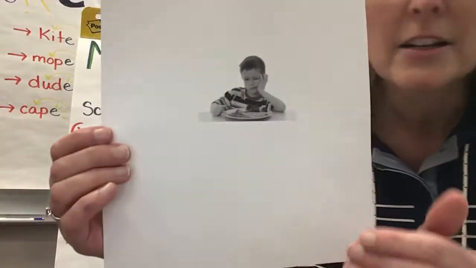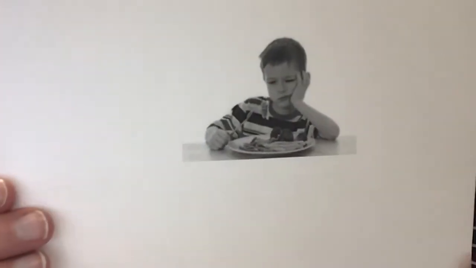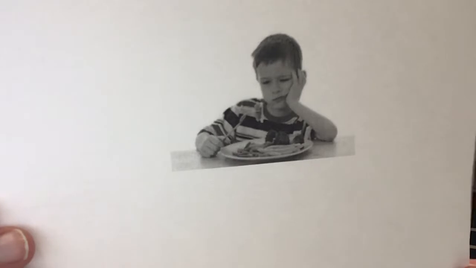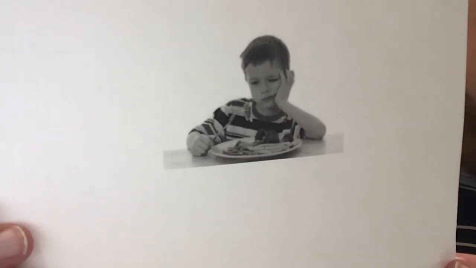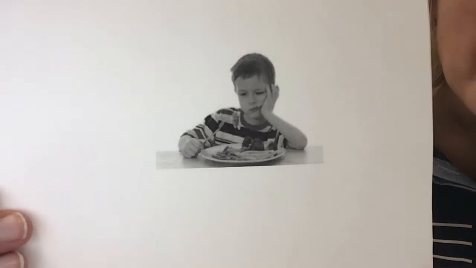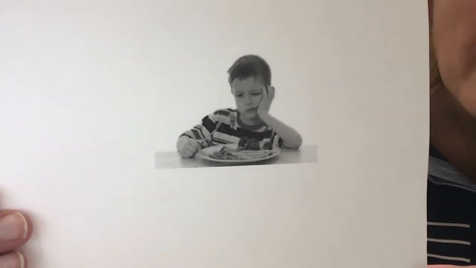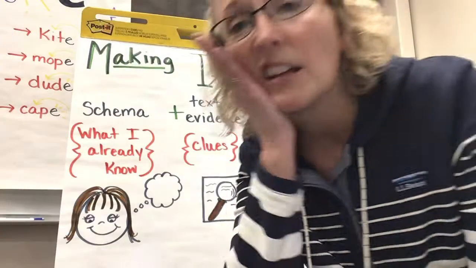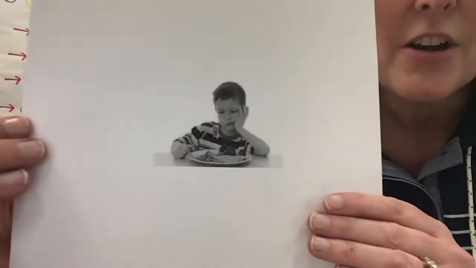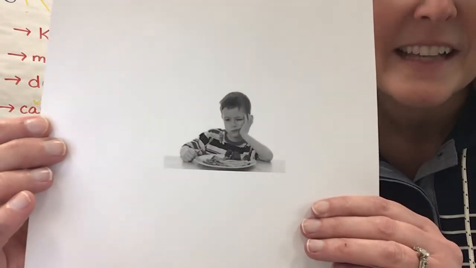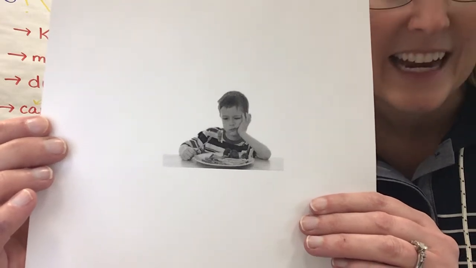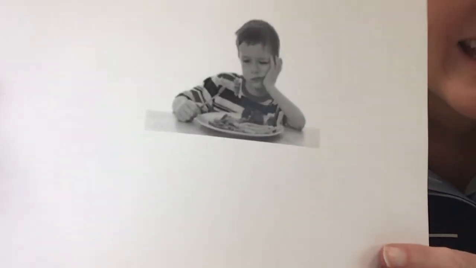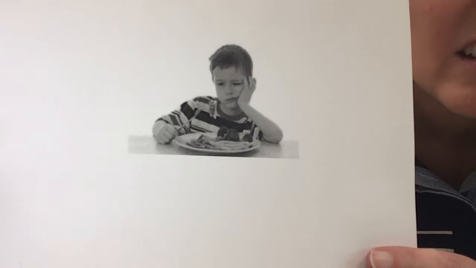So here's the first picture I want you to look at. So it's a boy. Looks like he's eating. I see some broccoli, maybe French fries, something else. So I'm looking at the picture, right? And I'm going to think about my schema. I see that the boy's got his hand kind of like this, right? So I know that when people have their hand like that and their face looks like that, they're not really excited, or maybe they're sad or frustrated. And I know that he's not actually eating his food. He's kind of looking at it.